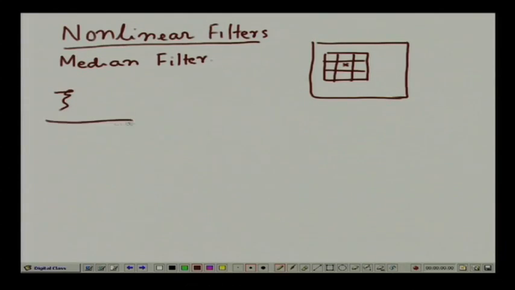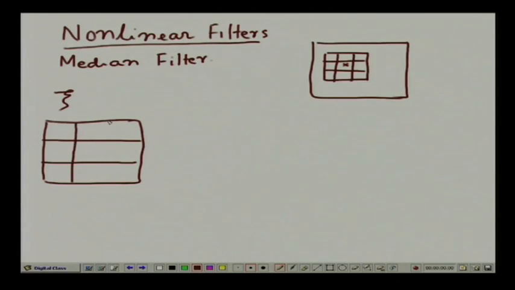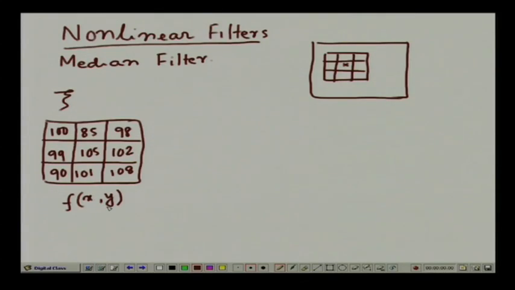So, let us take a particular example. Suppose I take a 3 by 3 neighborhood around a pixel location x y and the intensity values in this neighborhood, let us assume, are 100, 85, 98, 99, 105, 102, 90, 101, and 108. And suppose this represents a part of my image, say f x y.